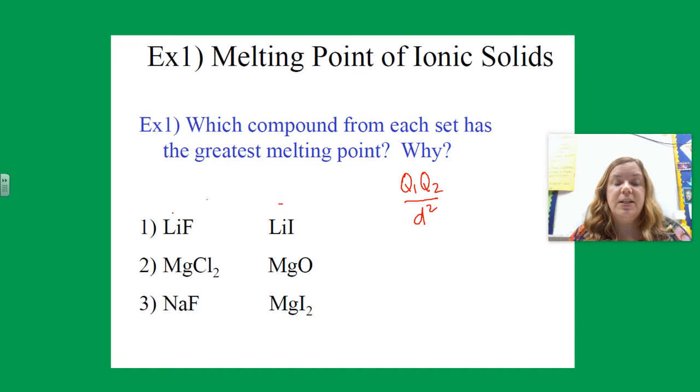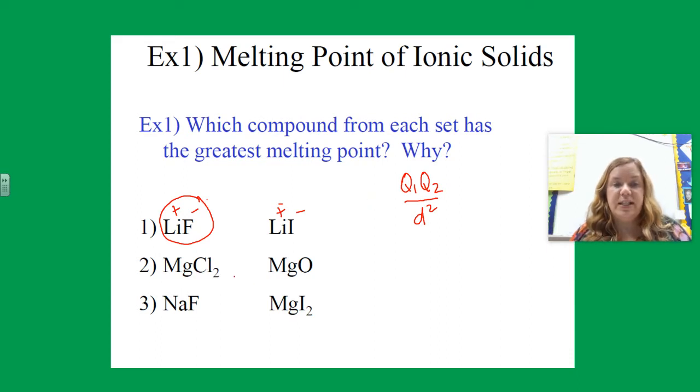internuclear distance. If we've got lithium and fluorine, we've got a +1 and a -1. Lithium and iodine, we've got a +1 and a -1. However, iodine's much larger, so the distance from the nucleus of lithium to the nucleus of iodine is going to be bigger. Therefore, it's a little easier to melt because it's not held as tightly. So the highest melting point is going to be lithium fluoride because the distance is smaller and we have a greater Coulombic attraction.